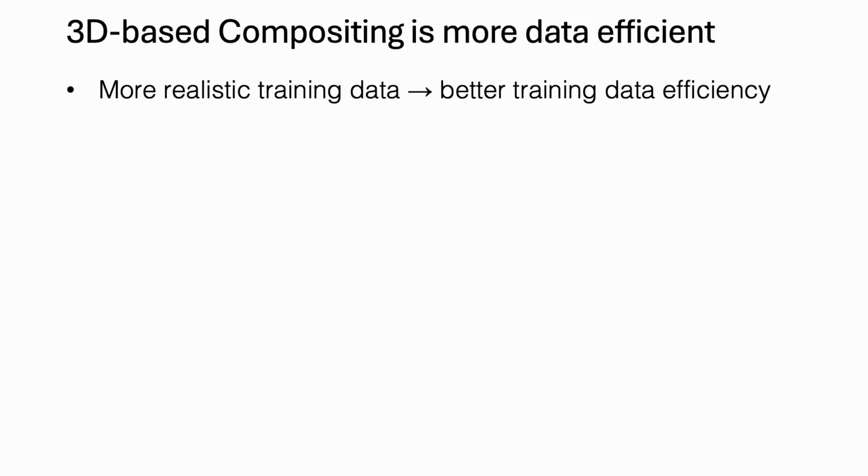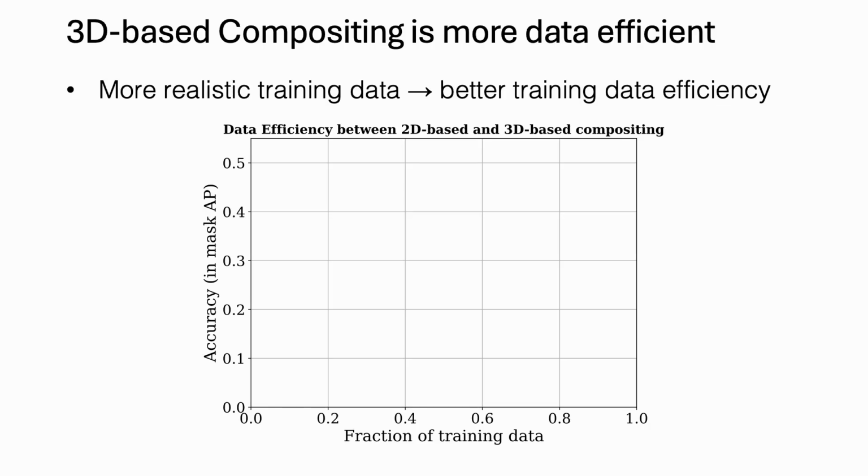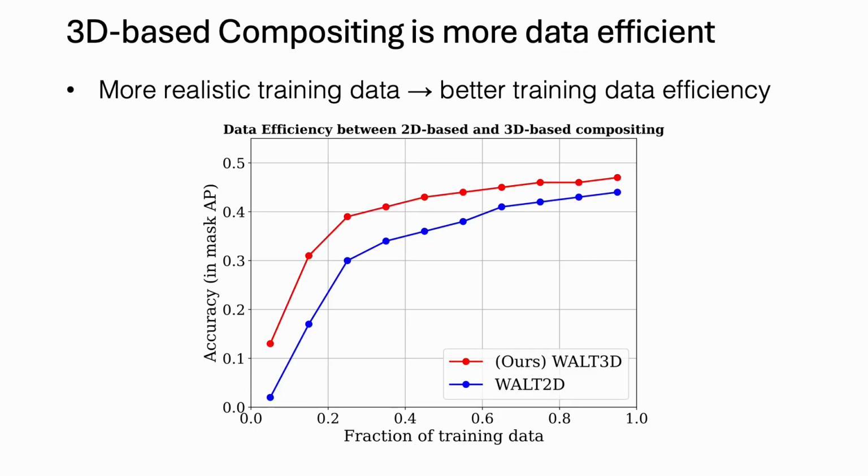Quantitatively, you can train faster with our data because our data is more realistic. Let's look at the plot. For every fraction of training data on the x-axis, we plot the mask accuracy on the y-axis. This plot shows that using our 3D compositing method has better training data efficiency, allowing us to scale to a larger number of scenes more efficiently.